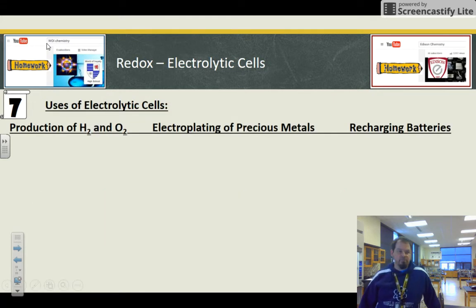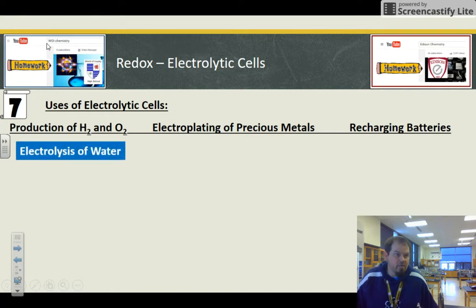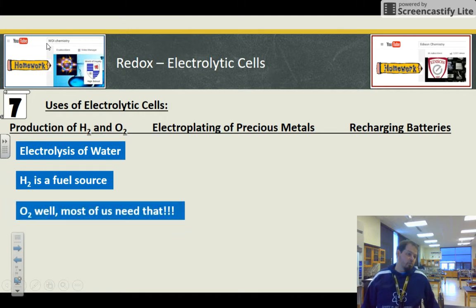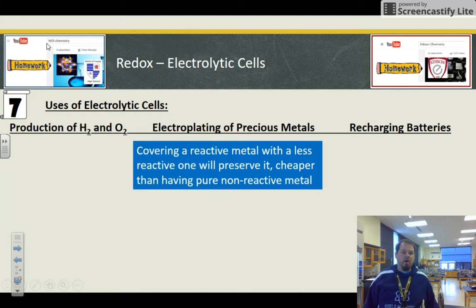There are some uses for these electrolytic cells. The production of H2 and O2 gas. So the electrolysis of water makes these gases. Well, we all know why we need oxygen. And H2 is a very, very efficient fuel source, hydrogen gas. Electroplating for precious metals, covering a reactive metal with a less reactive one to prevent it. This is cheaper than having pure non-reactive metals.